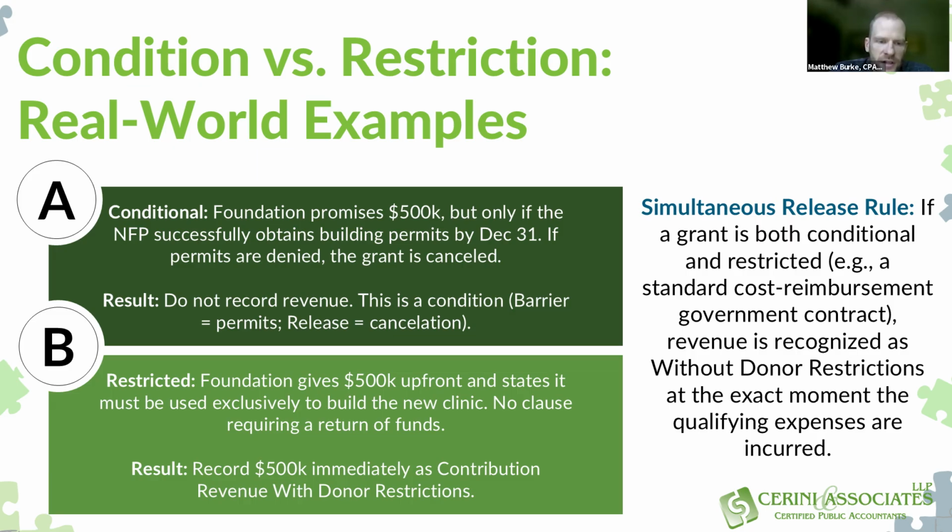The other side of the coin, restricted: a foundation gives $500,000 up front, states it must be used exclusively to build the new clinic. Nothing about a right of return. It doesn't say exactly how you have to build the clinic or exactly how to spend the money. It's just here's $500,000, use it to help build that clinic. So that immediately becomes recorded as a contribution with donor restrictions. And as you spend it and fulfill the restrictions or the obligations under the award, you would release those dollars from with donor restrictions to without. The revenue's already been picked up immediately, though.